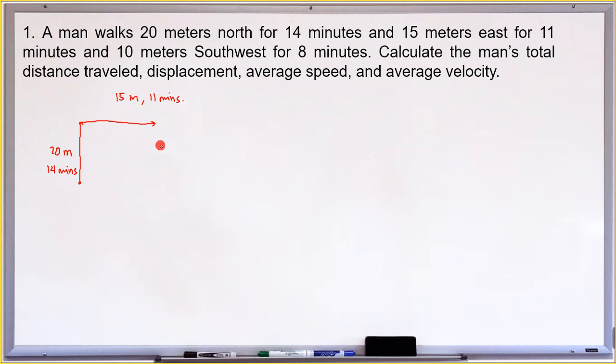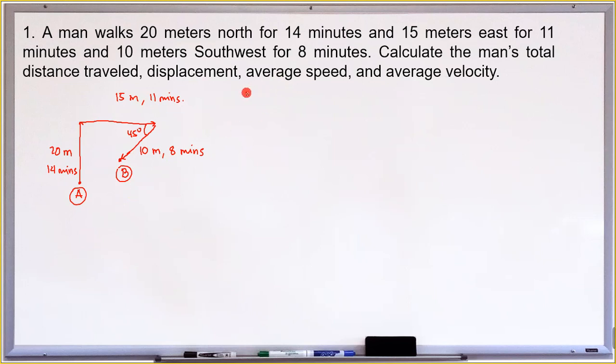And then we have 10 meters southwest. So when we say southwest, that is 45 degrees from south toward west. So this is 45 degrees. This is 10 meters for 8 minutes. Okay, so again, this is your starting point A. This is your ending point B, or your destination.